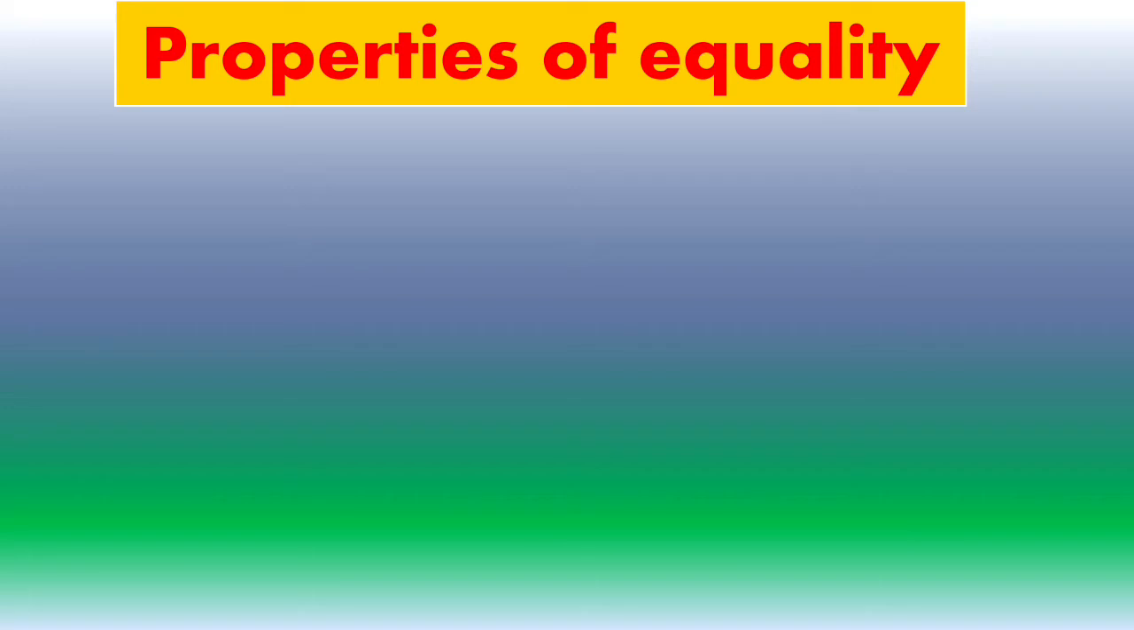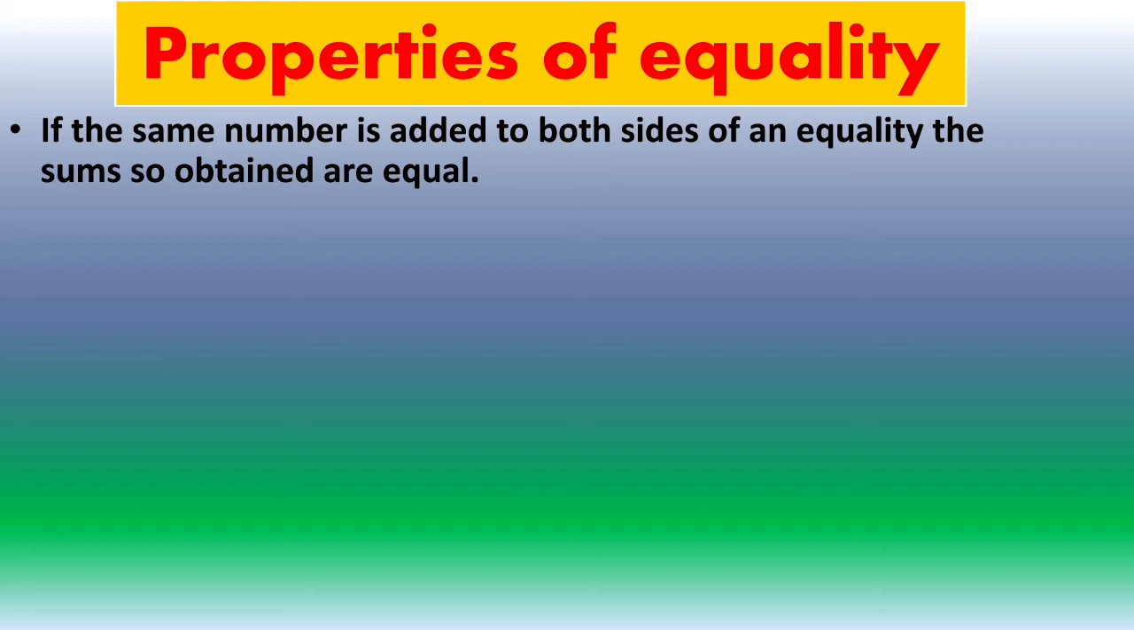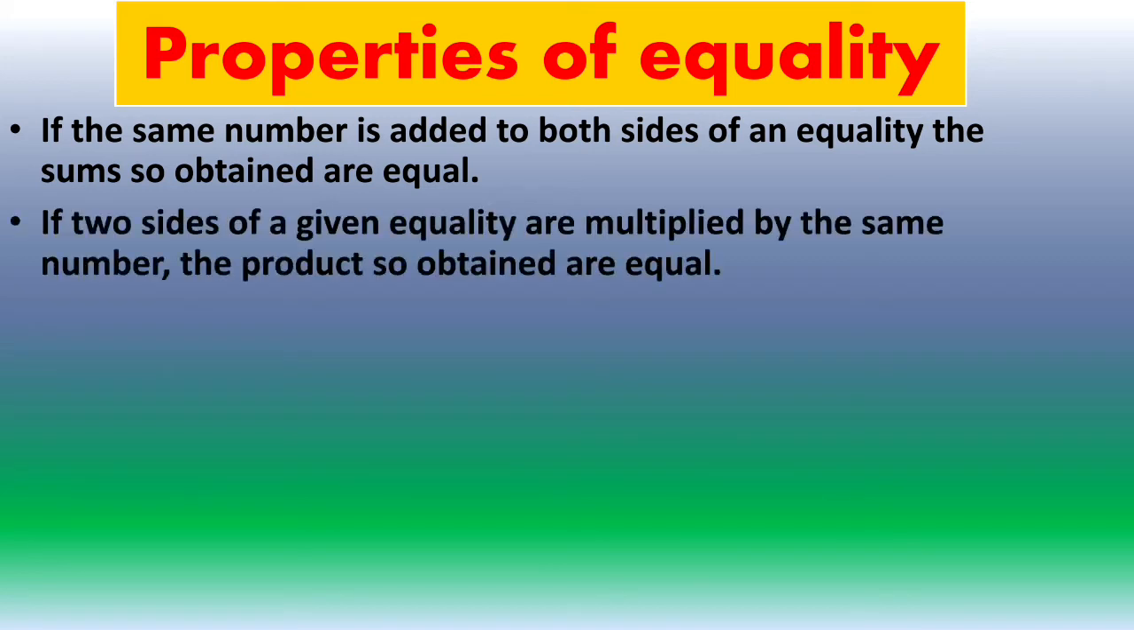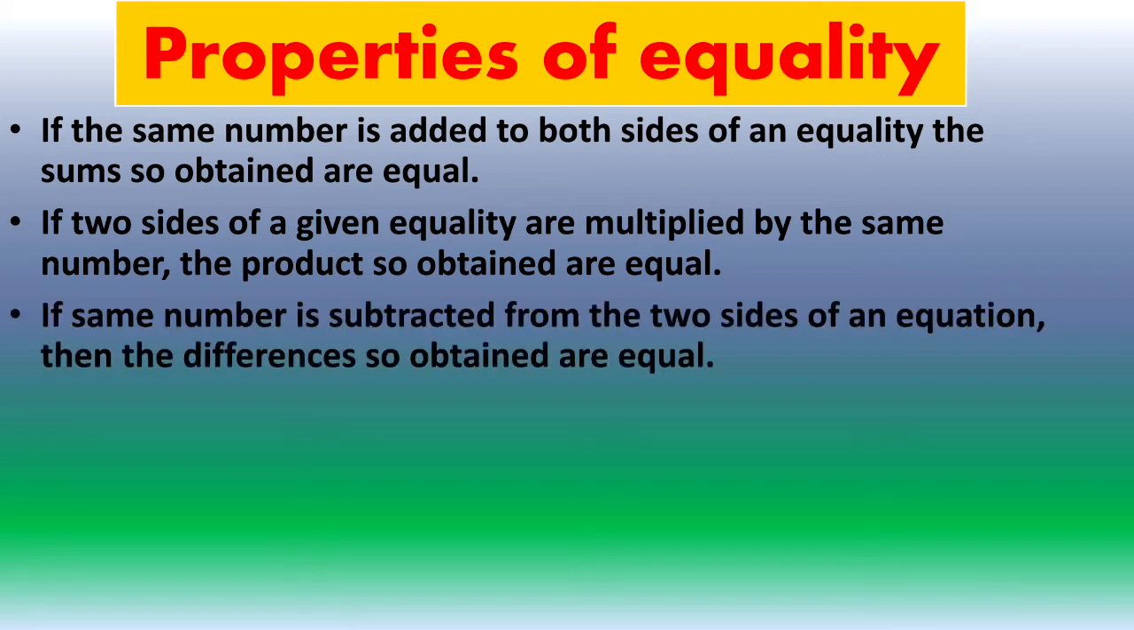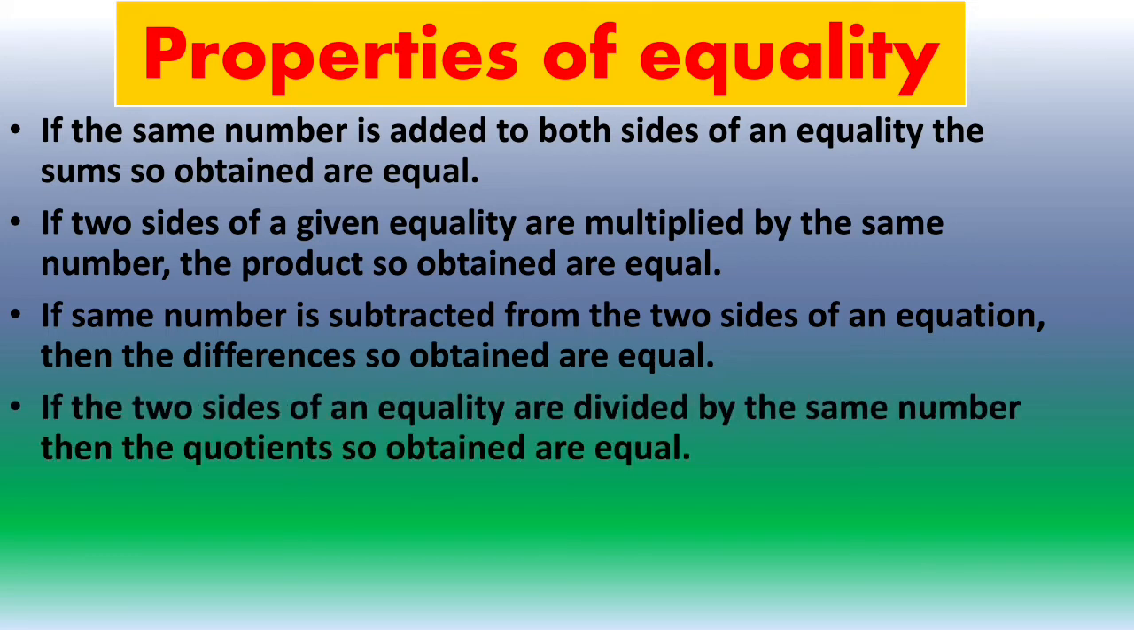We will see the properties of equality. This property you have to write in your maths notebook. If the same number is added to both sides of an equality, the sums so obtained are equal. If two sides of a given equality are multiplied by the same number, the products so obtained are also equal. If the same number is subtracted from the two sides of an equation, the differences so obtained are equal. If the two sides of an equality are divided by the same number, then the quotients so obtained are equal.